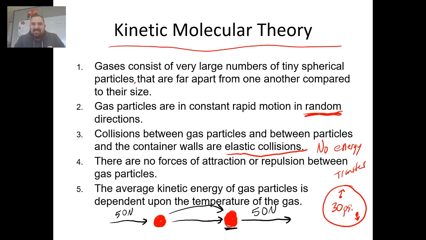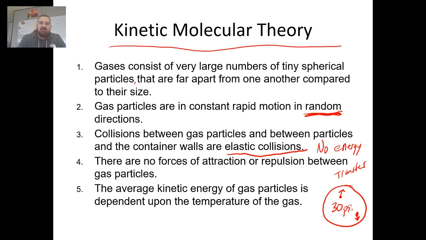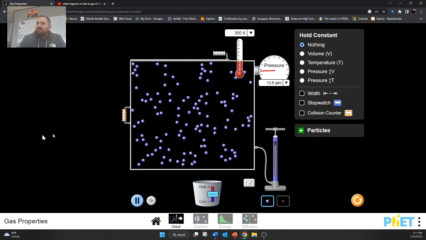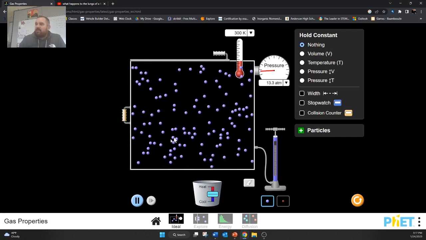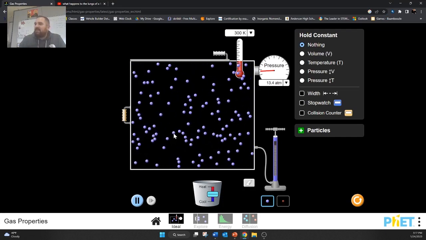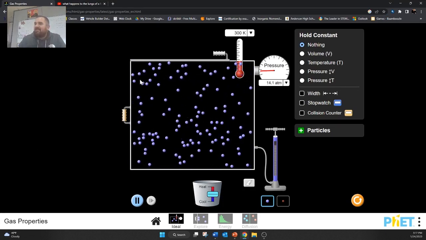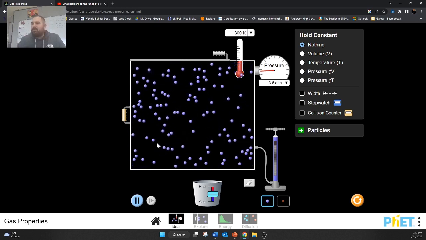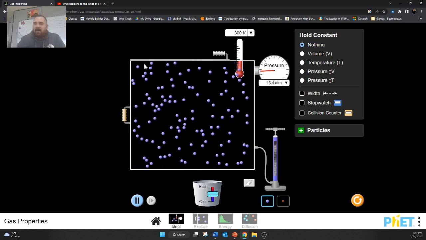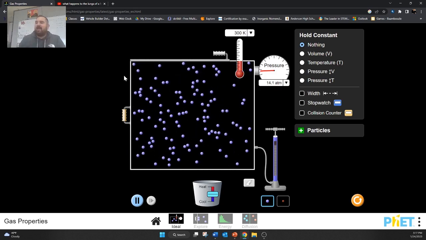Now, the last one says the average kinetic energy of gas particles is dependent upon the temperature of the gas. This one is very important. We've been talking about this one all year. So average kinetic energy is just another word that we use for temperature. Now, why is that? If we look at this right here, you can see that they're not all moving at the same rate. So this one right here, let's find one that's not moving at all. As soon as you find one that's not moving, that one right there, watch, it's about to get hit, and then it's going to move. So are they all moving at the same rate? No, they're not. But how is it that we're able to determine how fast they're going?